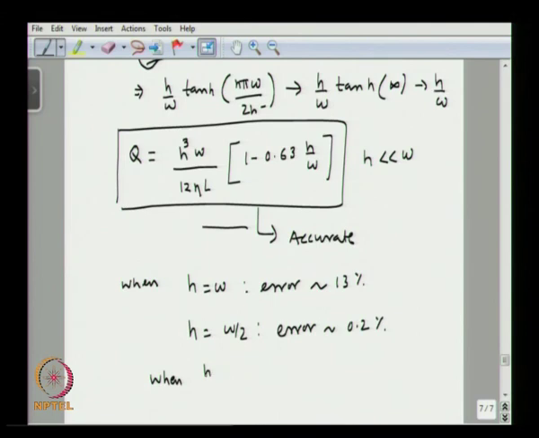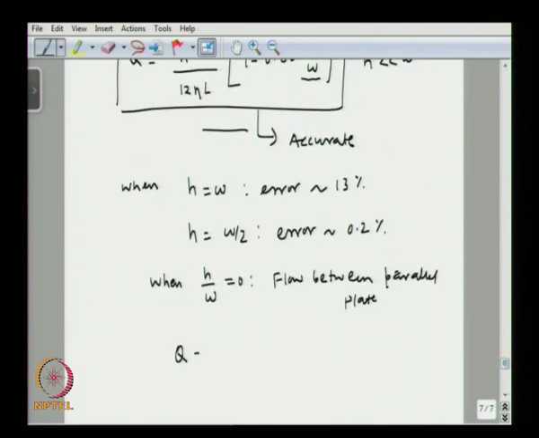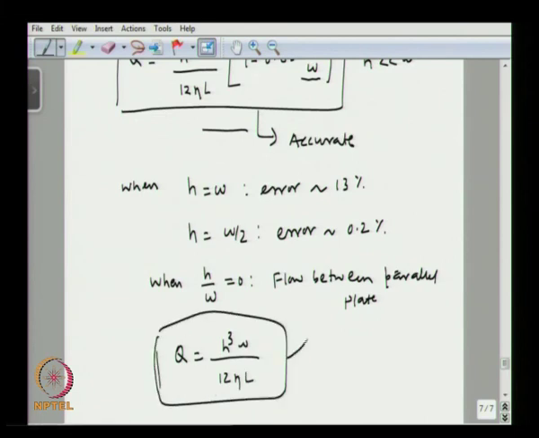Okay. So, when h over w becomes 0, then it is flow between parallel plates. So, in this equation if you put this to be 0, what will happen? You get Q to be equal to h cube w over 12 eta L. Okay. This is the solution we had seen earlier for flow between parallel plates.